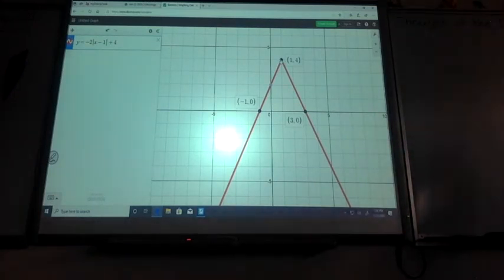Be cautious on the max, because the max could be asked 2 different ways. You could say, where does the max occur? It occurs at (1, 4). What is our max? Our max is just 4. So it could be asked 2 different ways. I'll probably accept both, so don't panic too much on that.